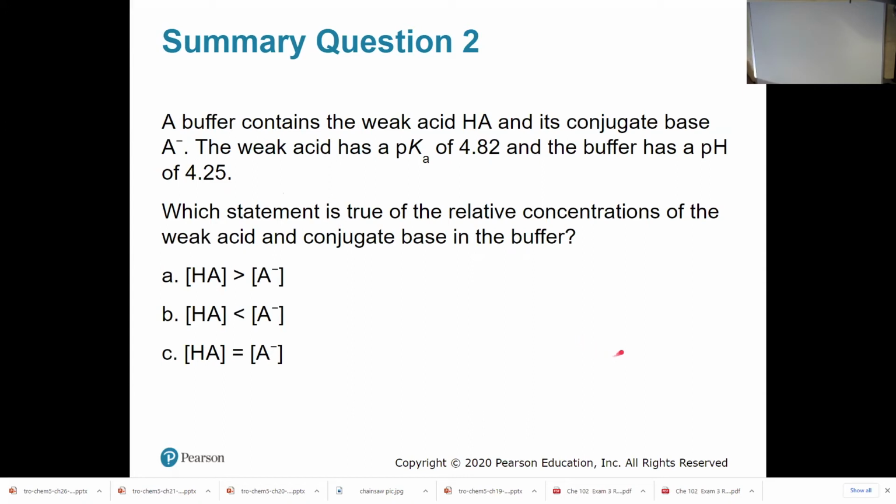For this question, they say a buffer contains the weak acid HA and its conjugate base A minus. The weak acid has a pKa of 4.82 and the buffer has a pH of 4.25. Which statement is true of the relative concentrations of the weak acid and the conjugate base in the buffer? And again, I would like you to take a minute and try to figure this out before you watch the explanation here.